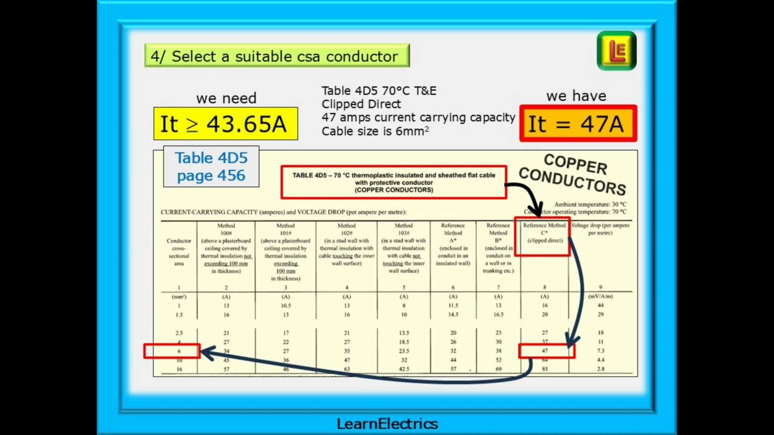You must understand that although we have an IT of 47 amps, the actual load IB will remain at 26.1 amps. The load will not change. What has changed is the conditions affecting the cable, and we must choose a cable size that can tolerate these conditions, that will not overheat.